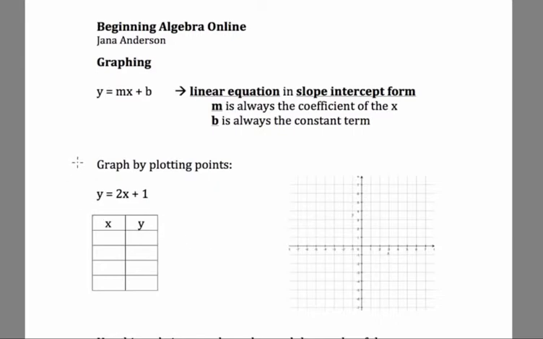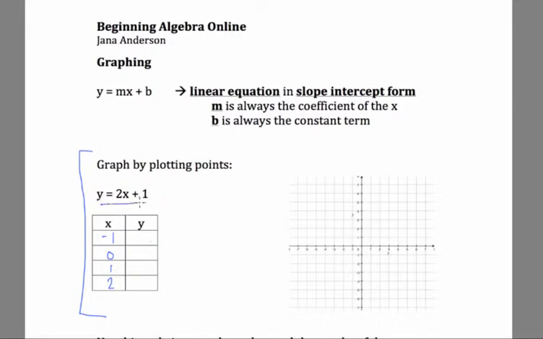Last week, we graphed a line by plotting points. We picked x values and found the corresponding y values that went with them. So I'm going to pick x equals -1, 0, 1, and 2. You could pick other points. I'm just picking these so that I can get a good idea of my graph.